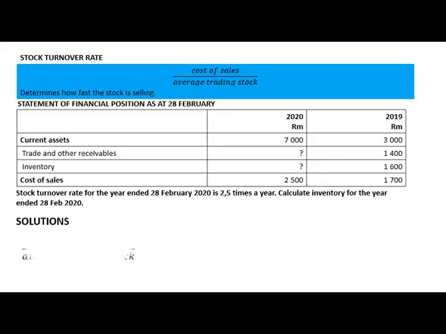And for this year, we don't have our trading stock. Now, that is a problem because it means we cannot calculate our stock turnover rate. And since we can't calculate our stock turnover rate, they should give us something. And you will notice that they have given us the stock turnover rate, meaning that we can use that to calculate our inventory, which is what they asked. They asked us to calculate our inventory. How do we substitute that?